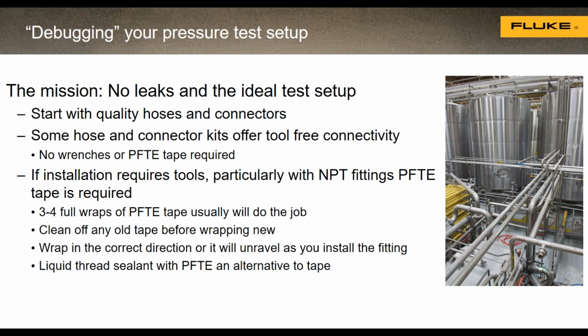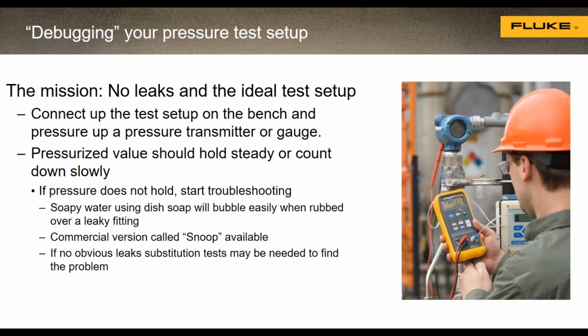If you do have to use the thread seal tape, make sure you wrap enough tape around there. Before you make connections, you have to make sure you remove the old thread seal tape, and wrap it in the right direction. You don't want to wrap it the wrong way, because then it's going to come undone when you try and connect it. And there's also the option of using a liquid thread sealant as an alternative.